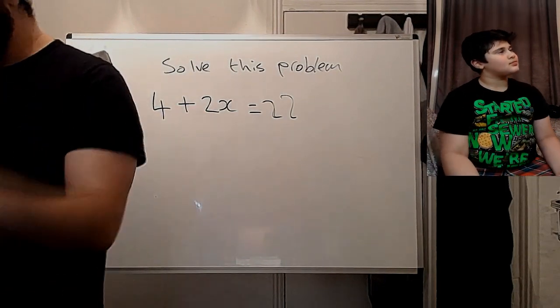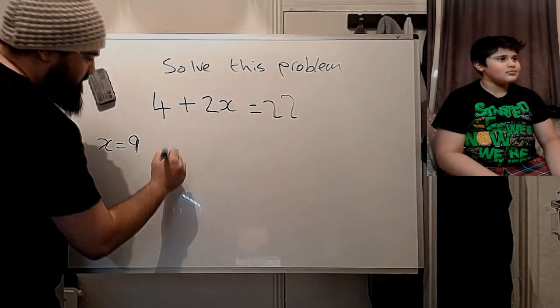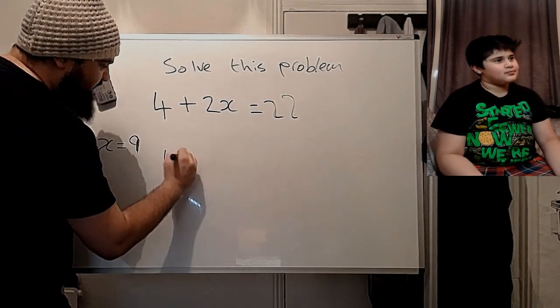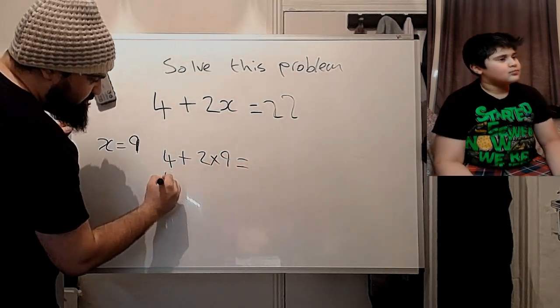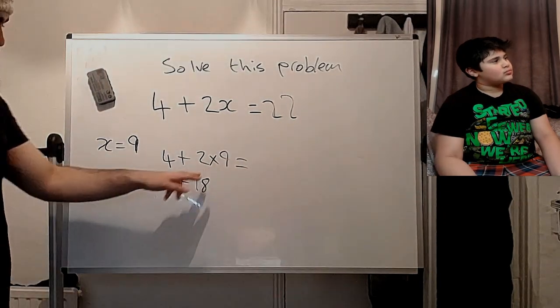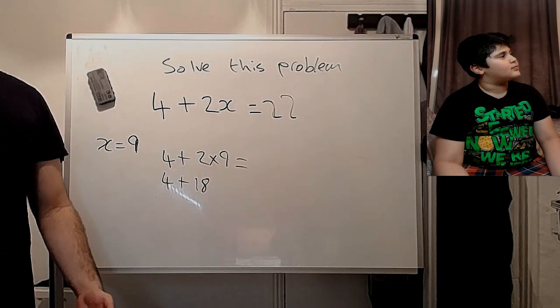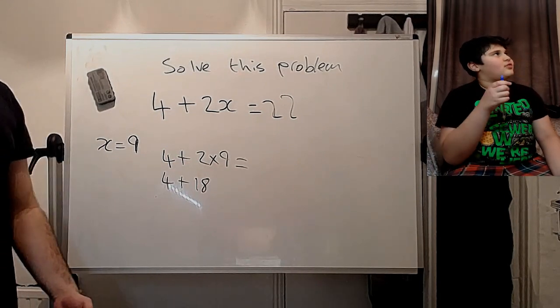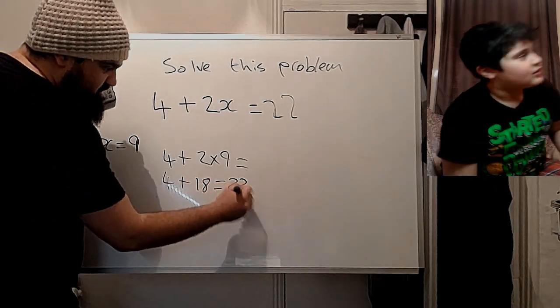What you did was a proper cool thing, because after I told you about BIDMAS, and you don't know what BIDMAS is, you went 4 plus, and you did 2 times 9 first, which is 18. Why do I do this part first? Because in maths we always do the multiplication first. Awesome. So then you got 4 plus 18, which is 22.